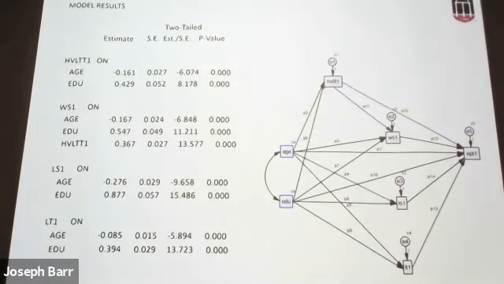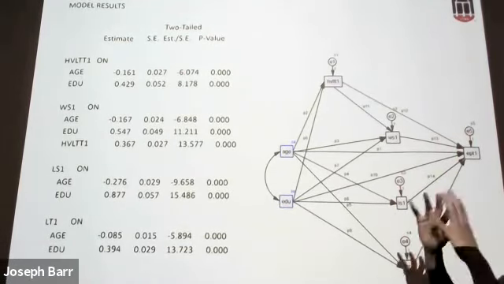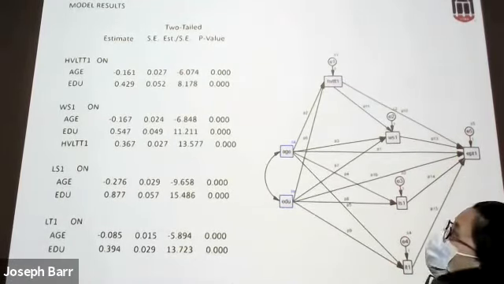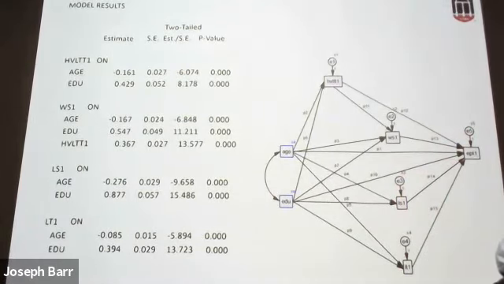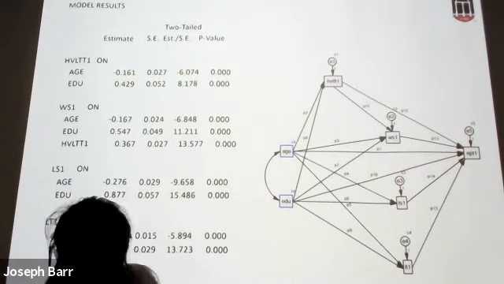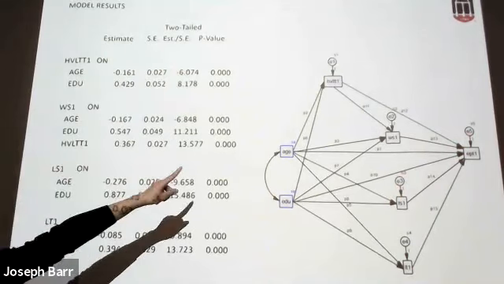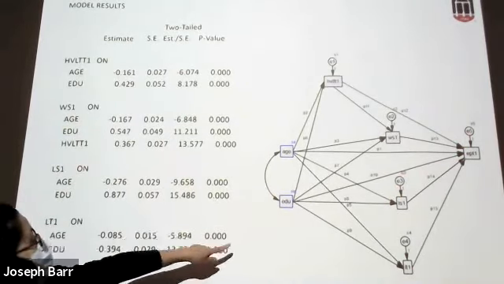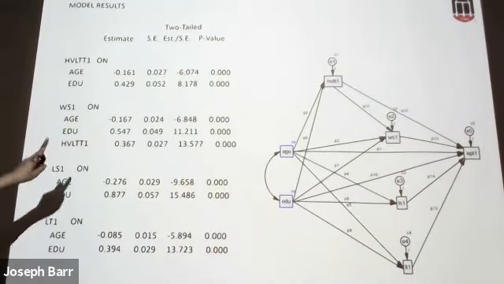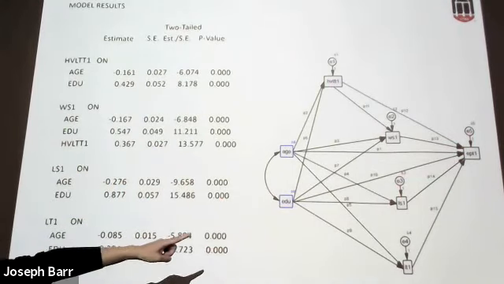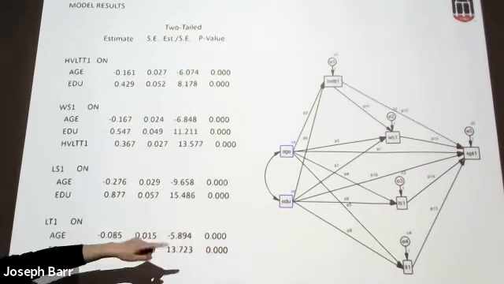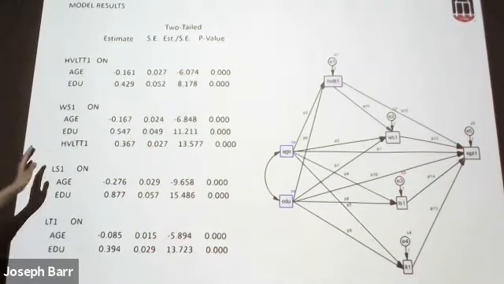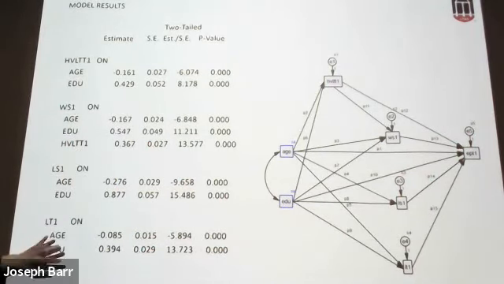After we run the code in Mplus, we have a lot of tables. This is one table called the model results. All the results are listed here. HVLTT on age and EDU, those two paths. WS on age, EDU, and HVLTT, the paths here. LS on these two, LT on these two.